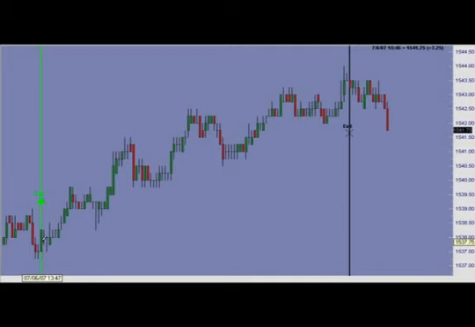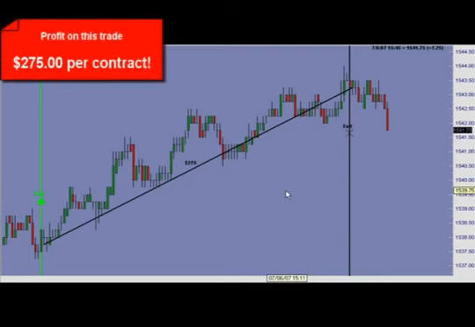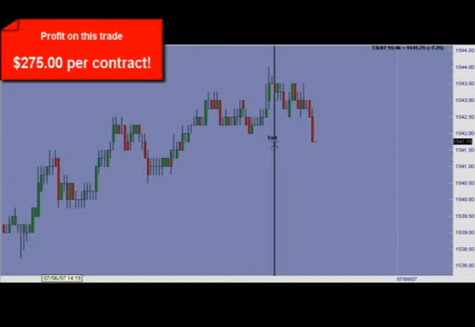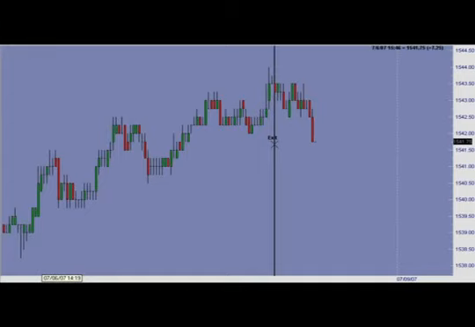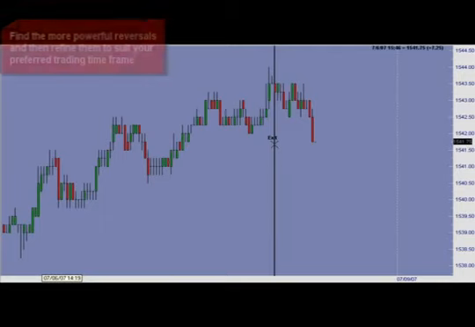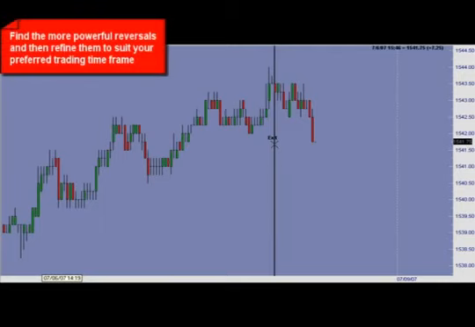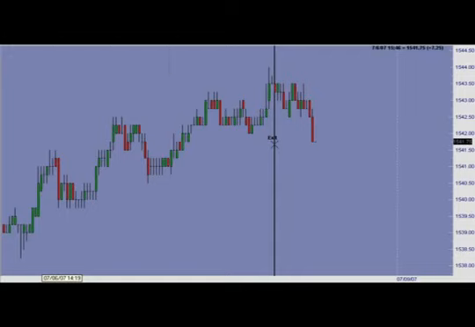This one approximately valued at $275 or thereabouts. So a nice little trade and a great opportunity for anyone who was using reversal magic as a tool for trading. And it's just as simple. Find the more powerful reversals and then refine them to fit or suit your trading time frame and trading style. And there's nothing really complex about it. You're looking for an entry that fits the direction of the trend, and you're looking for an exit.